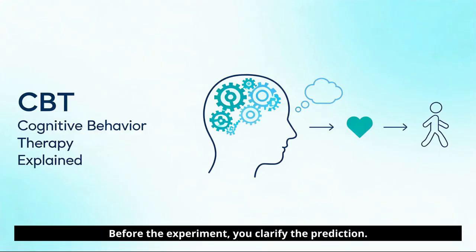Before the experiment, you clarify the prediction. On a 0 to 100% scale, how likely is it that your friend will be angry or end the friendship? After the experiment, you review. What actually happened? How did they respond? How did you feel afterwards? What does this suggest about the original belief? Even if the outcome is uncomfortable, you still gather data. What did you learn about your ability to handle the response?